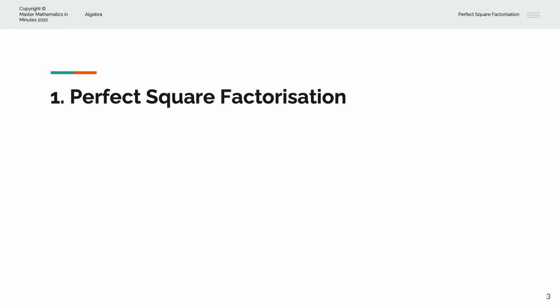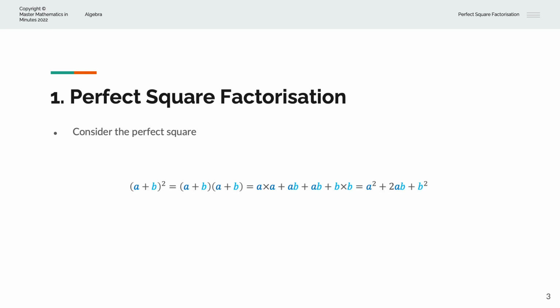So, what is perfect square factorization? Consider the perfect square (a plus b) squared. We can write that as (a plus b) multiplied by (a plus b). By expanding these brackets, with a multiplied by a as the first term, a multiplied by b as the second term, a multiplied by b as the third term, and b multiplied by b as the fourth term, that simplifies to a squared plus 2ab plus b squared.